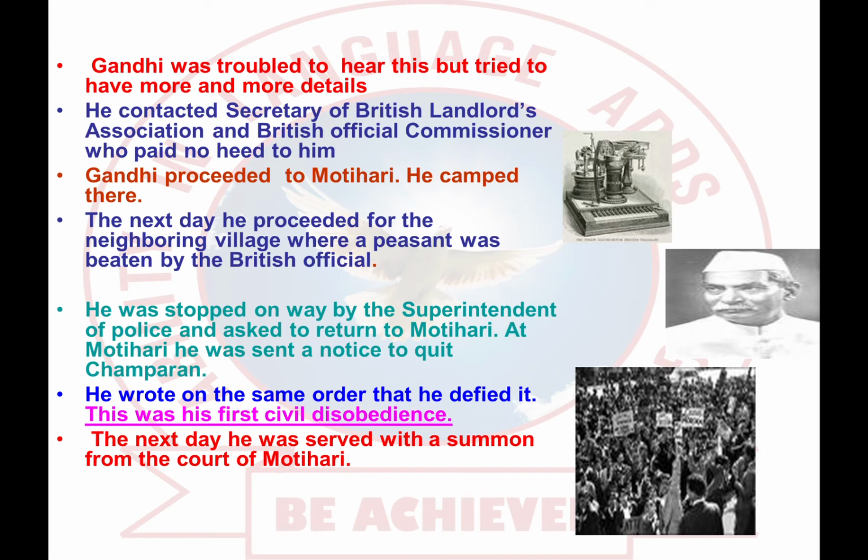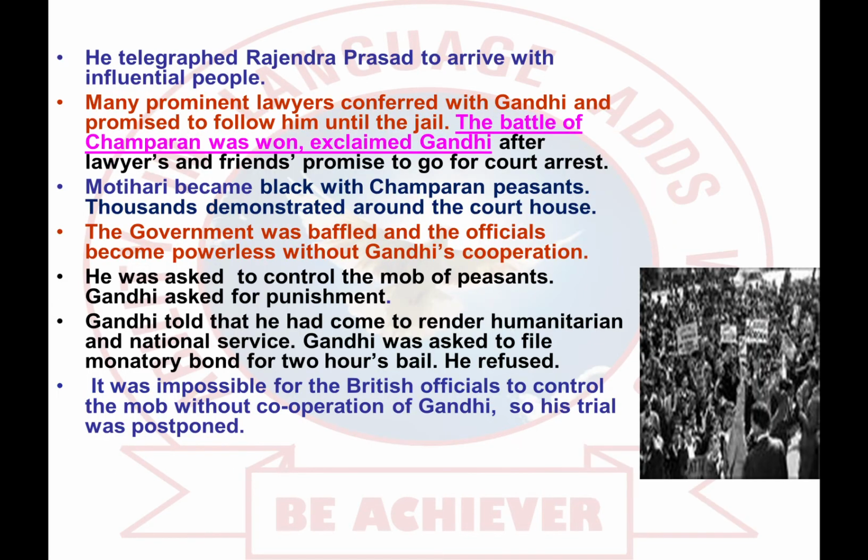The next day, he was served with a summons from the court of Motihari. Gandhiji telegraphed Rajendra Prasad to arrive with influential people. Many prominent lawyers conferred with Gandhi and promised to follow him until the jail. The Battle of Champaran was won, exclaimed Gandhi, after lawyers and friends promised to go for court arrest. Motihari became black with Champaran peasants. Thousands demonstrated around the courthouse.